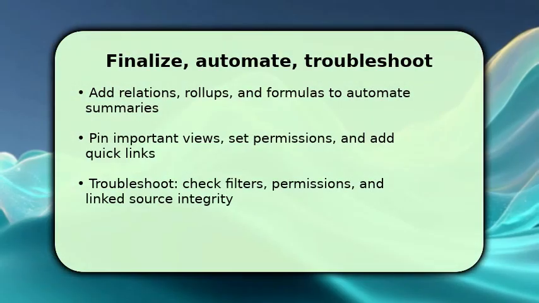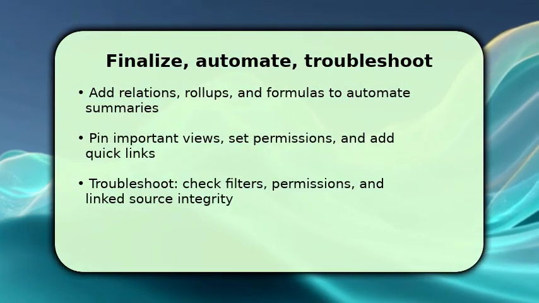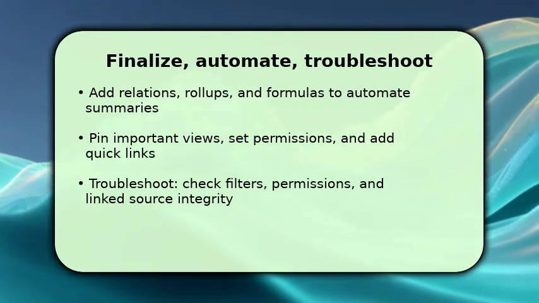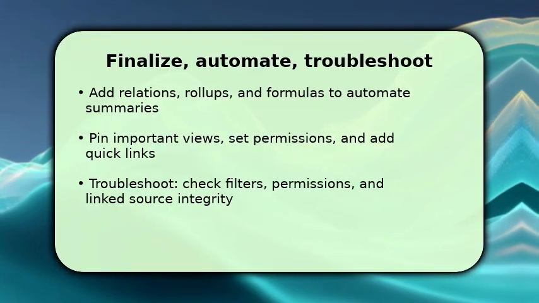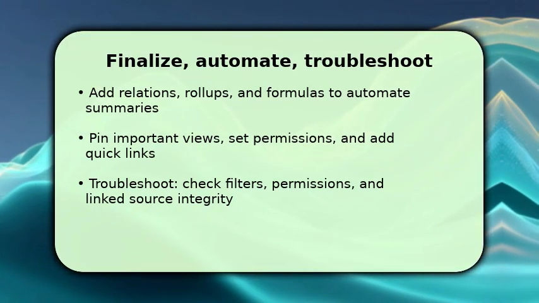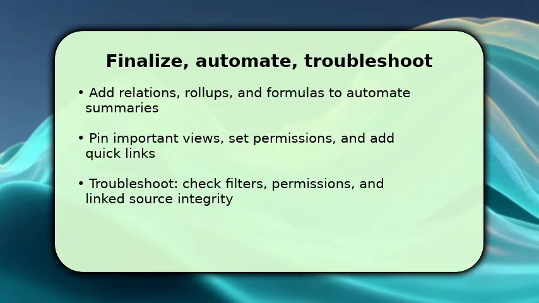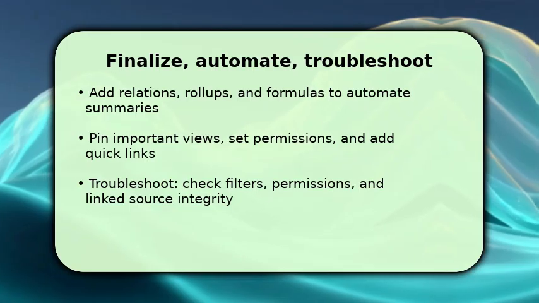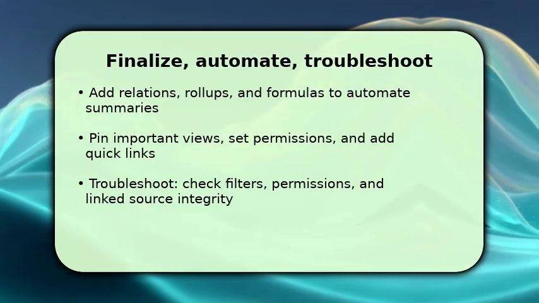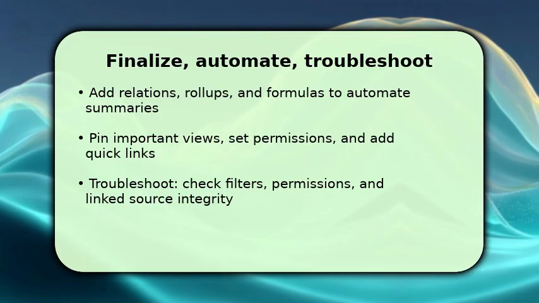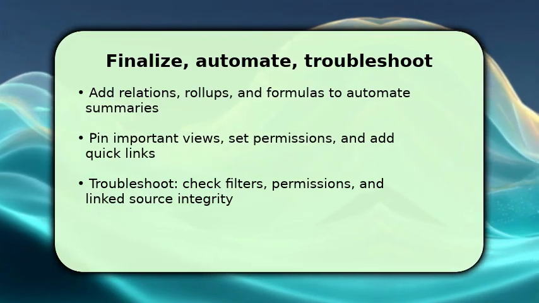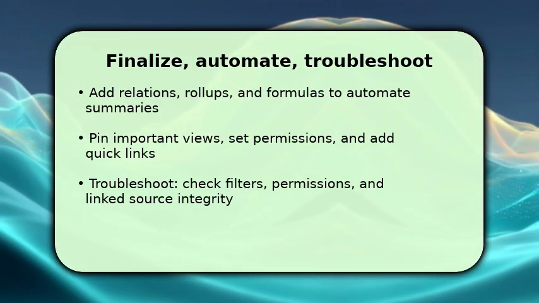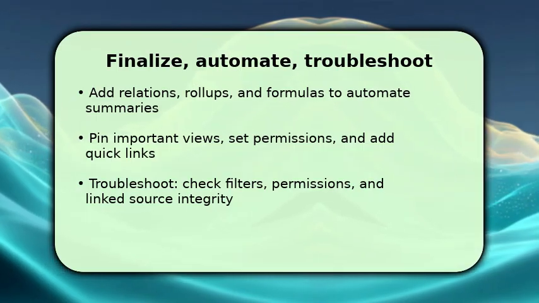Create relations and roll-ups to summarize data, and add formulas for calculated fields you'll reference constantly. Once done, pin critical views, set page permissions, and add quick links to frequently used pages. Test common flows, create, edit, and complete items to ensure automation behaves. If things break, check filters first, then permissions, and finally validate that linked databases point to the correct source. Make incremental changes, and you'll maintain a reliable dashboard.